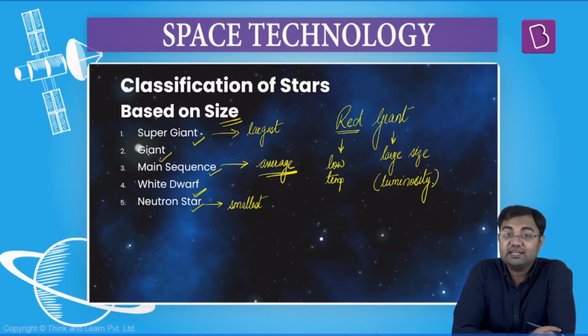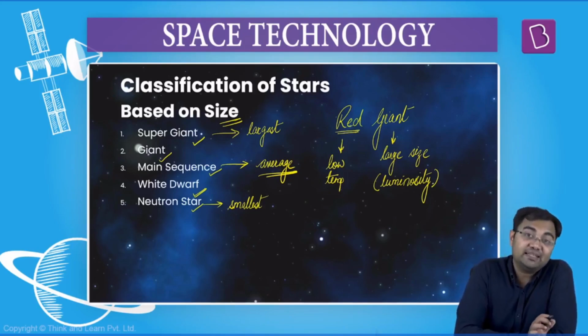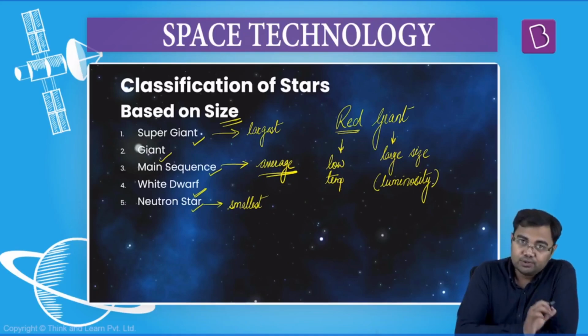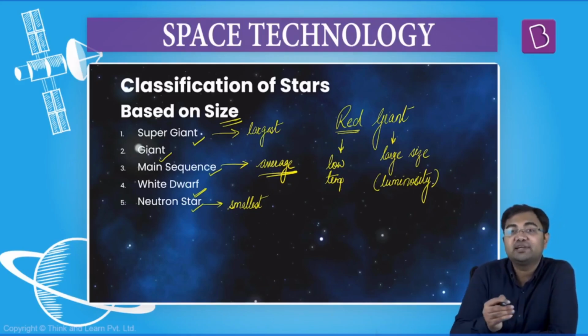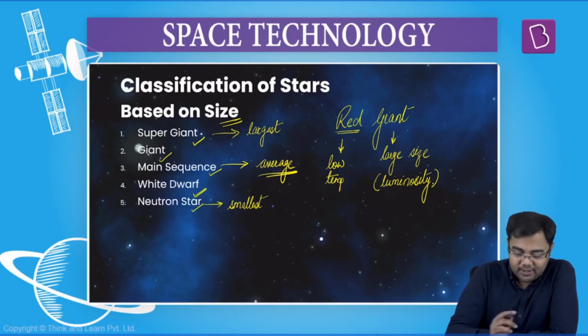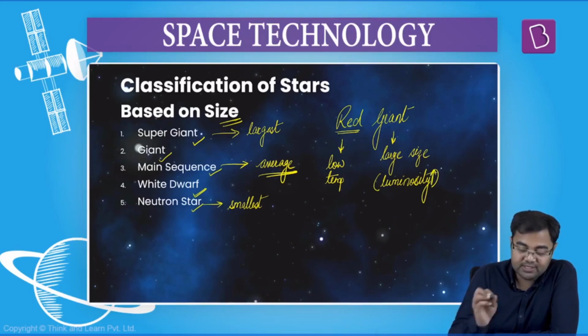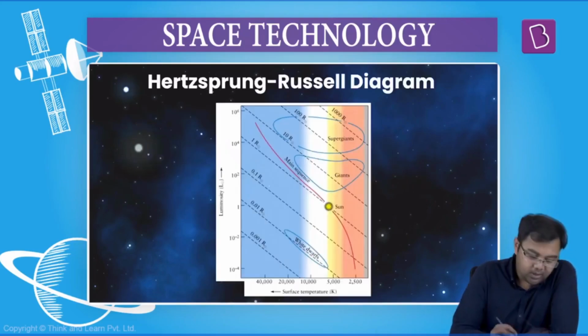If a star has a larger size, it also has larger luminosity. So just remember that these two are related. Luminosity is not related to temperature. Luminosity is related to size. All right. So large size would also mean that the luminosity of the star is high.